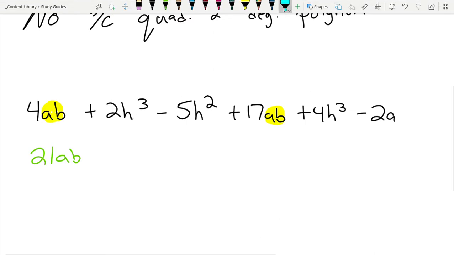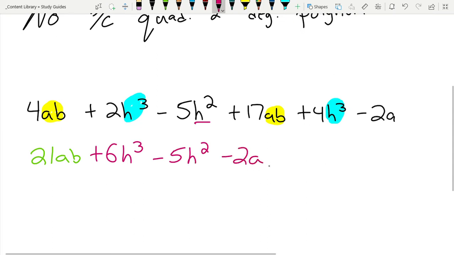Then we take a look. I've got an h to the third, and I have another h to the third. So this is a positive 2 plus a positive 4, which is a positive 6. So we write plus 6h to the third. Then I look, I have an h squared. Well, I don't have any other h squared, so it just stays minus 5h squared. And I've got a minus 2a, which can't go with anything because there's no other a's. And notice a, b, and a don't go together because they're different. One has a b and the other doesn't.